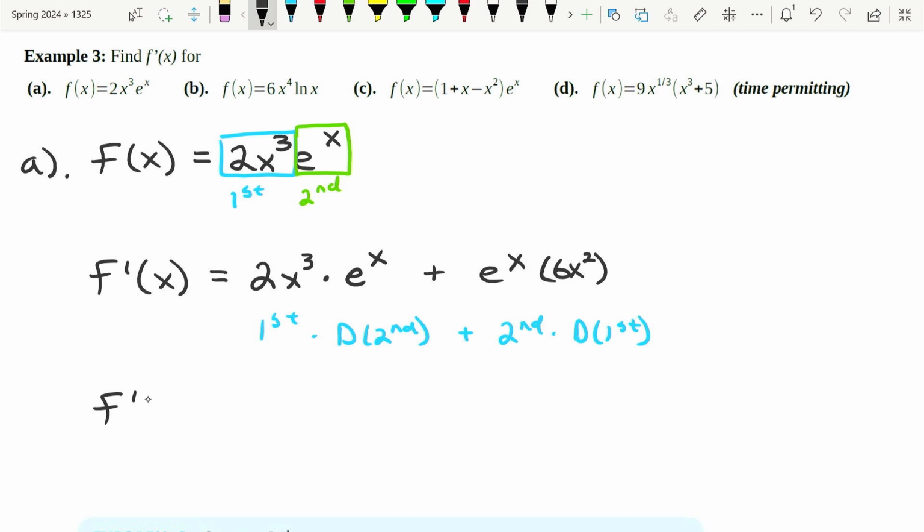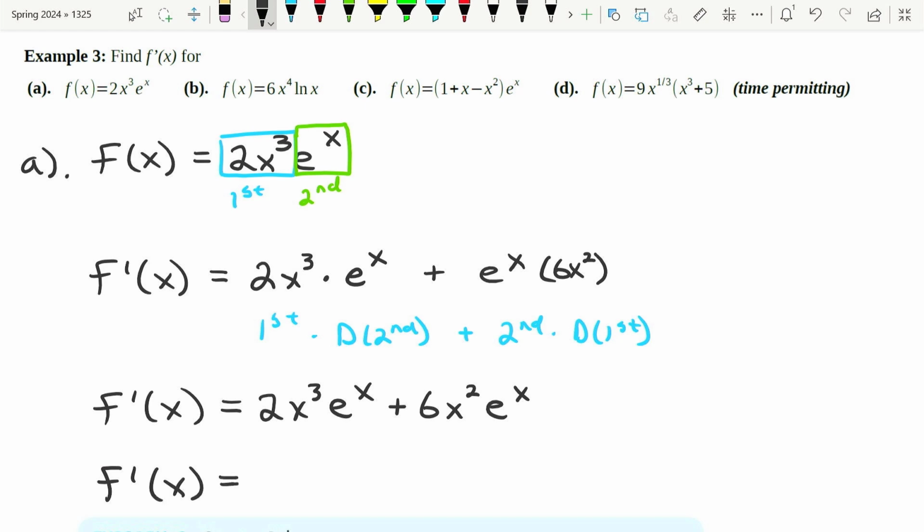So we could write f prime of x is equal to 2x to the third e to the x plus 6x squared e to the x. And I'm frankly pretty okay with that way of writing it, but sometimes the homework will have you go through and find the greatest common factor and factor it out. And the GCF here would be 2x squared e to the x. That is what they all have in common.